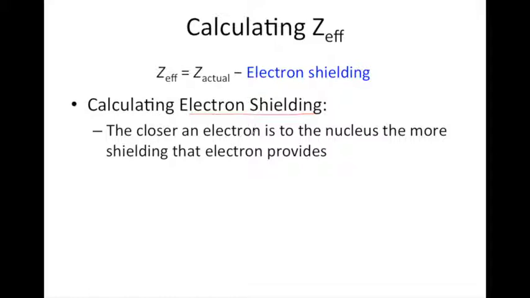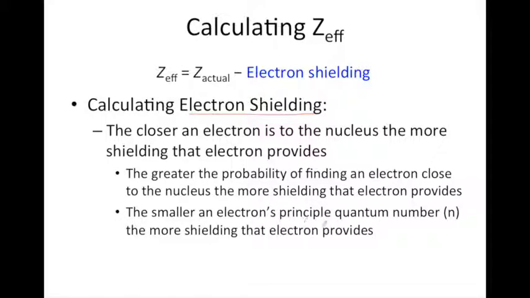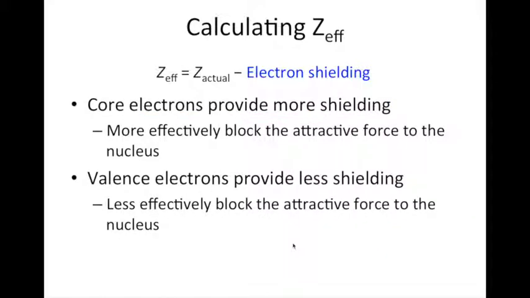The closer an electron is to the nucleus, the more shielding it will provide, the larger its shielding value. In other words, the greater the probability of finding an electron close to the nucleus, the more its shielding value. Put another way, the smaller the electrons in number, the more shielding it will provide. Core electrons provide more shielding and block the nuclear charge more effectively, whereas valence electrons provide less shielding. These will have a smaller shielding value because they less effectively block the attractive force between a given electron and the nucleus.